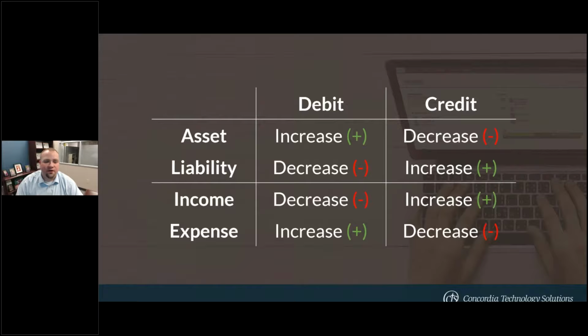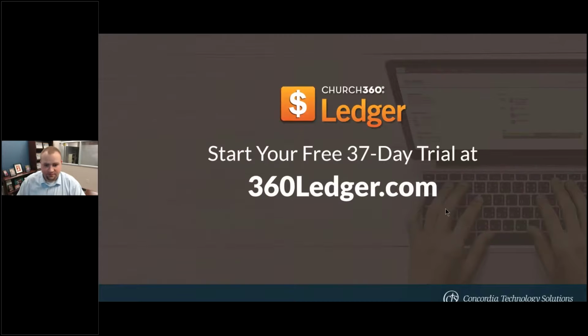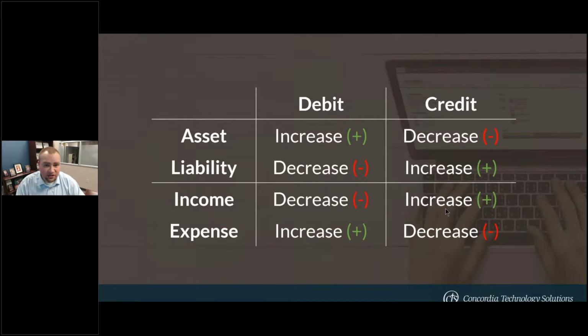So if you are going through and putting in, let's say, a deposit, think about how that is. You've received this money, so your amount of income that you've received has increased. So that goes into this credit here. And if you're depositing into a bank account, you're increasing that asset. So you've increased the asset, you've increased the income. Those balance each other.